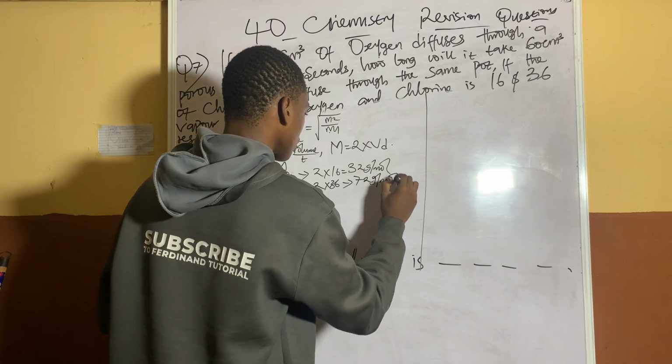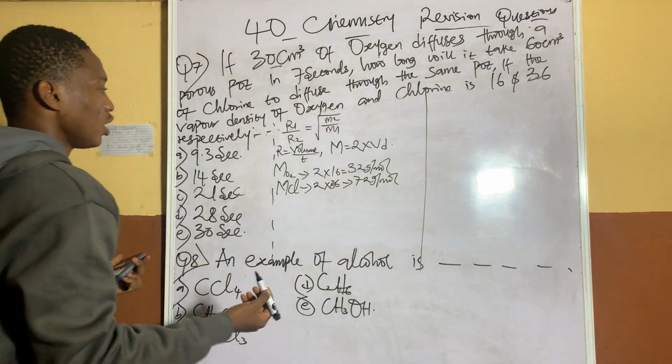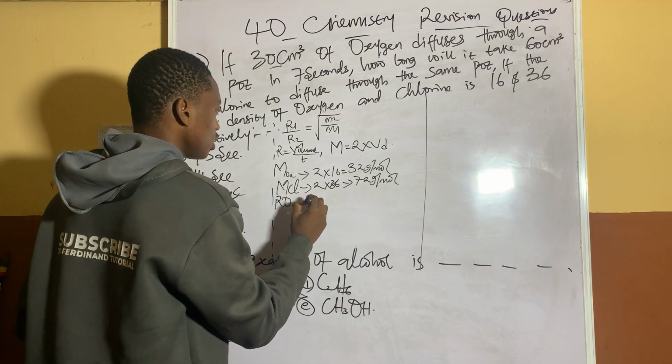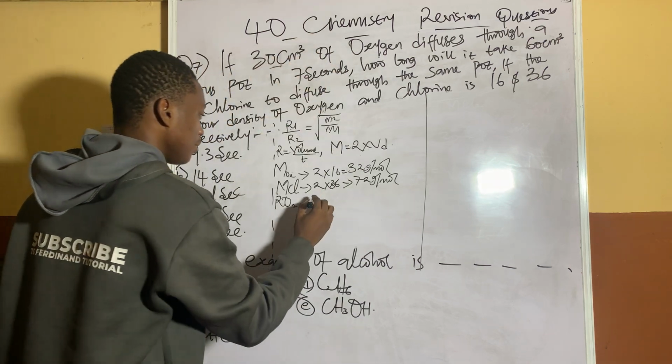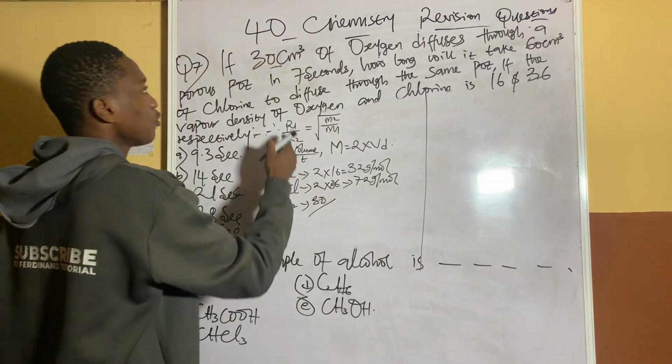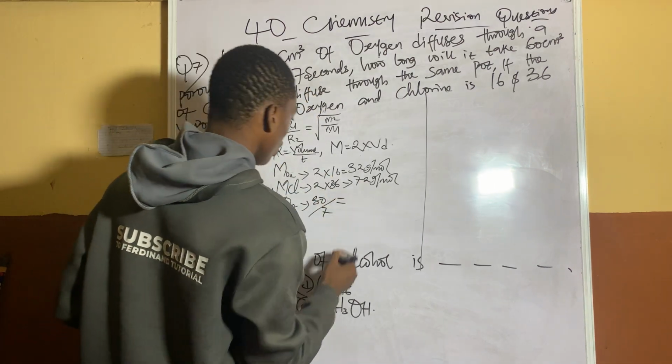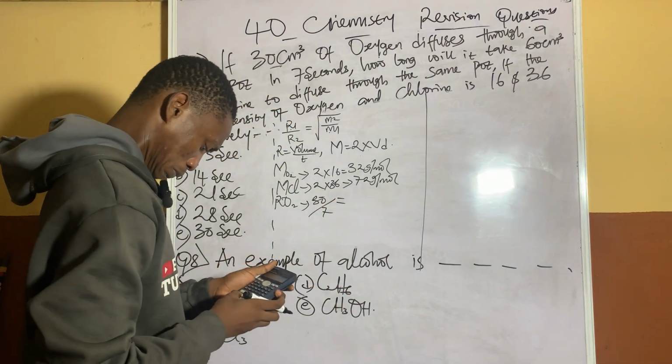grams per mole. Now we want to calculate our rate. So let's say the rate of oxygen. What is the volume of oxygen? 30 cm cube. What is the time of oxygen? 7 seconds. So we'll have 30 over 7.